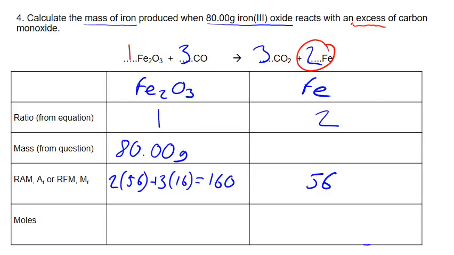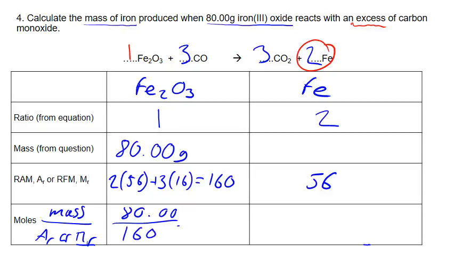Okay, how can I work out the moles? Again, the moles is the mass divided by the AR or the MR. Because I'm looking at iron oxide, Fe2O3, I'm going to use its MR here, which is 160. So I'm going to do the mass, which is 80 grams, and divide that by its formula mass, its MR, its RFM, of 160. So 80 divided by 160 is 0.5 moles.